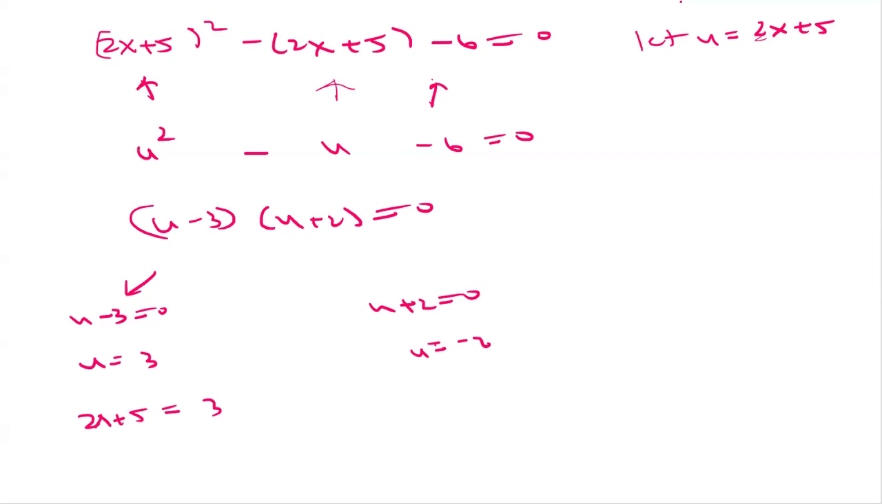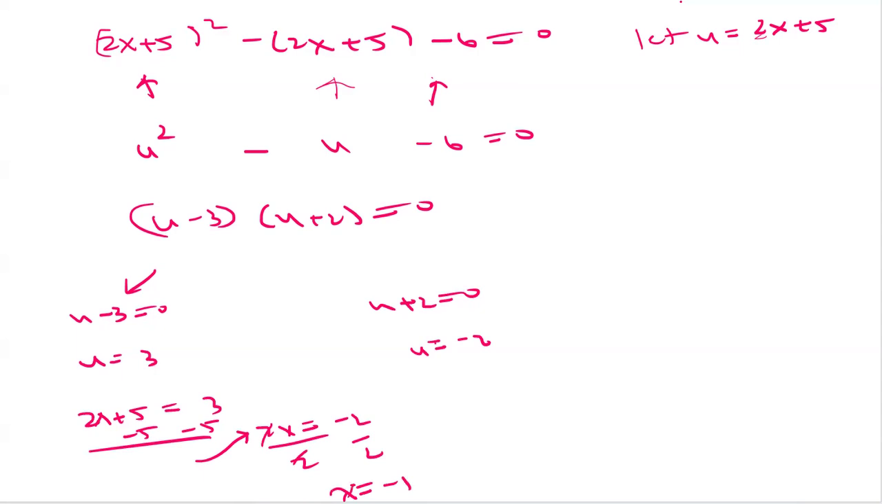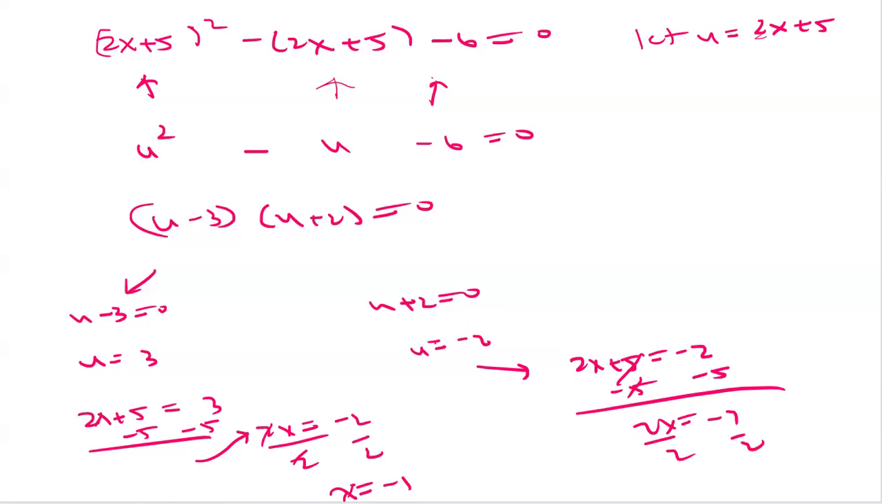If I move 5 to the right side, we'll get 2x is equal to negative 2, then divide both sides by 2. So x gives us negative 1. And on this side, we do the same thing. We're going to have 2x plus 5 is equal to negative 2. We're going to subtract 5 from both sides. So 2x equals negative 7 and divide by 2. So x gives us negative 7 over 2.